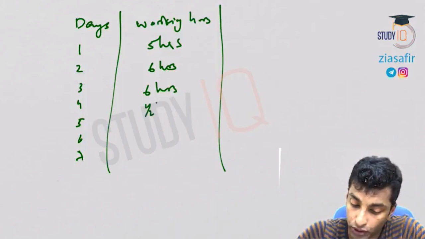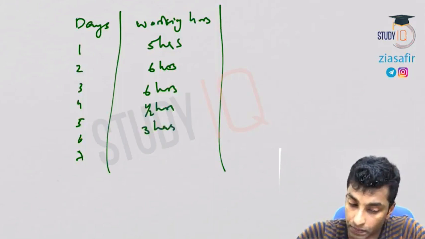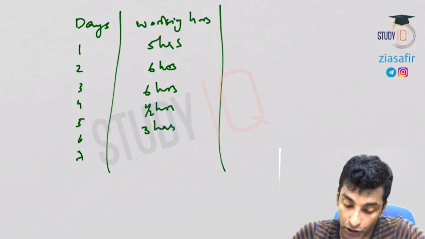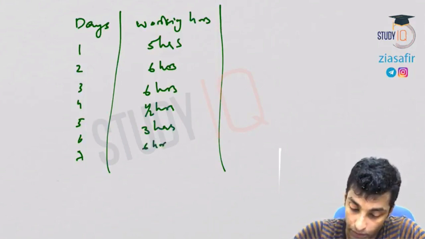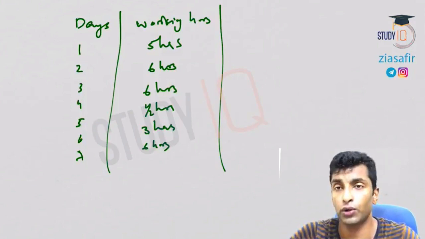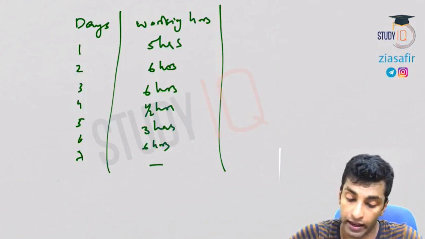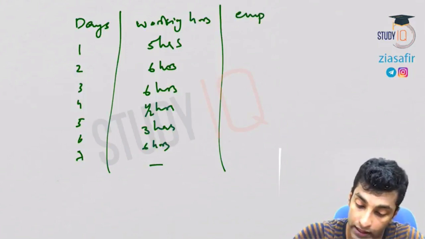Okay, then the fourth day you worked half an hour. Okay, and then fifth day you work for 3 hours. Sixth day you work for 6 hours, and seventh day Sunday you opted not to work. Okay, you took leave, so you're not ready to work on the 7th, that is Sunday. Now let's consider the employment status here.